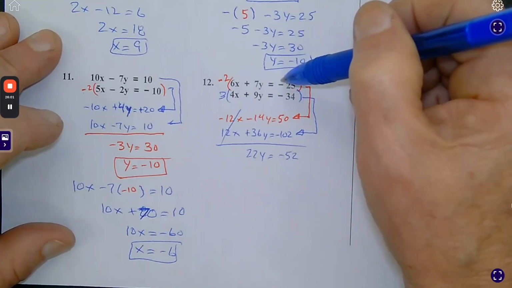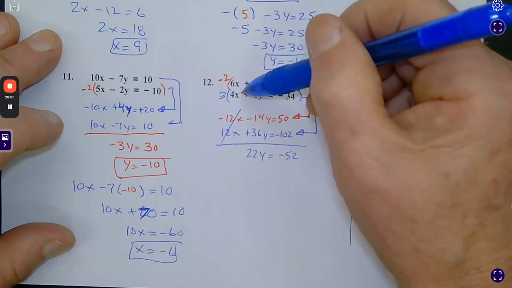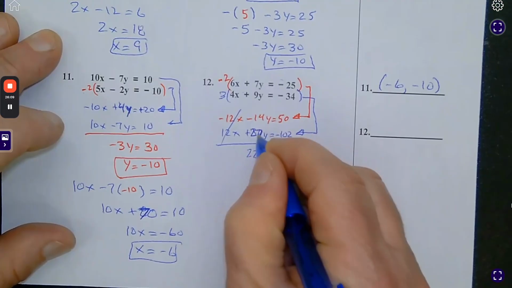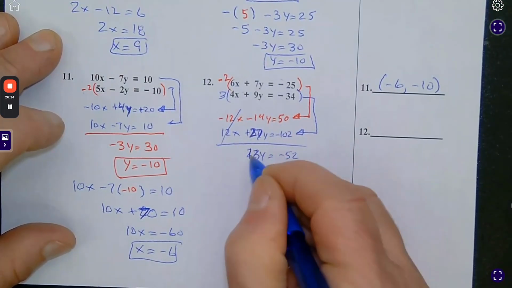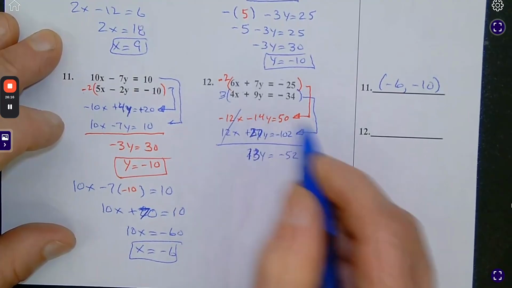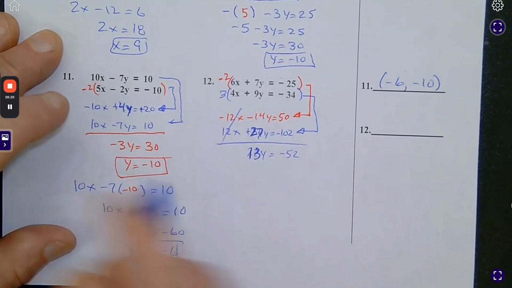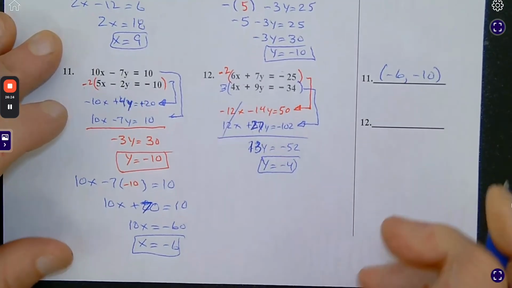That's right. 27. That's what I did wrong. Okay, sorry about that. That gives me 13y. Thanks to whoever shouted that out there. I heard you. Divide by 13. You're going to get y equals -4. Woo! I almost gave up.